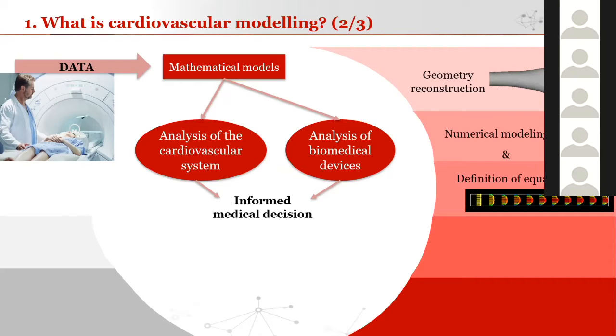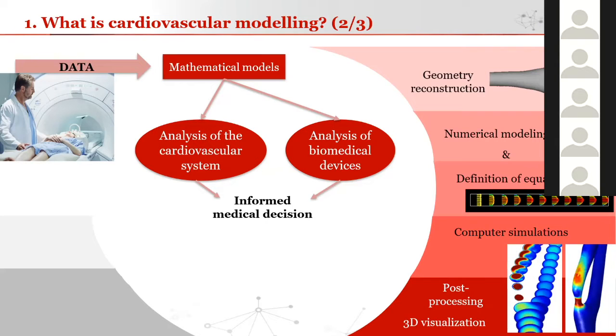Then we need to define the mathematical equations to represent the behavior which we want to study. For example, if we want to model blood flow through a vessel, there are specific equations which represent that behavior. So it is important to define these. Then obviously we also need to define material properties among other conditions. Afterwards we need to run the simulations and then we get some results.